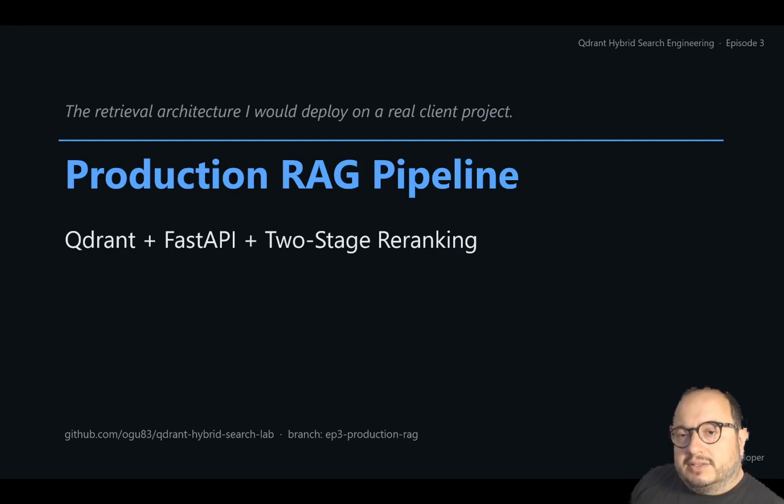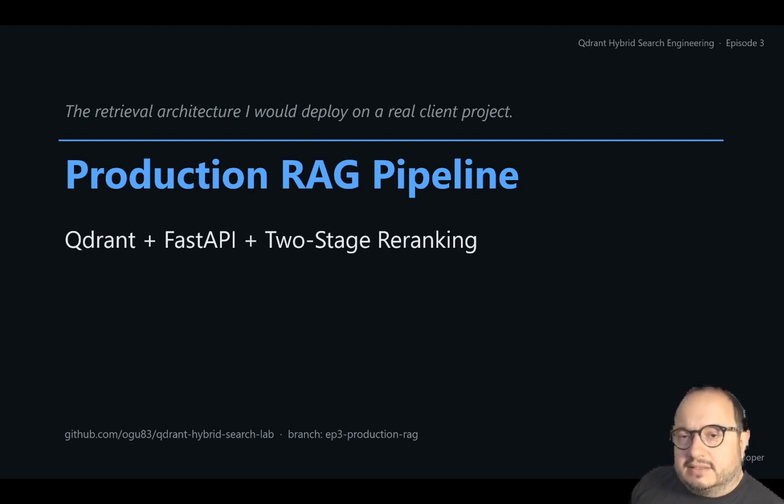We have been building toward this episode for 2 episodes. In episode 1, we understood why hybrid search exists. In episode 2, we built the hybrid search collection and the prefetch query in Python. Today, we take that implementation and make it production. That means wrapping it in a FastAPI service, adding a cross-encoder reranker as a second stage, enabling memory quantization, and adding the observability to know when the reranker is actually changing the ranking.